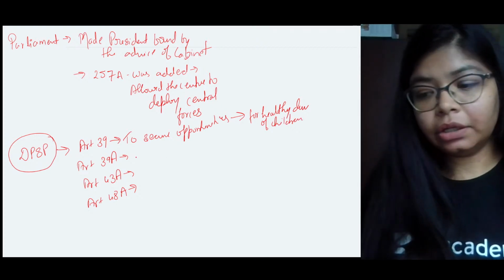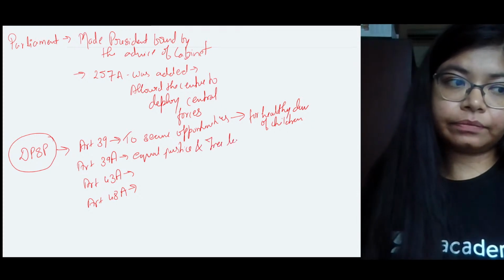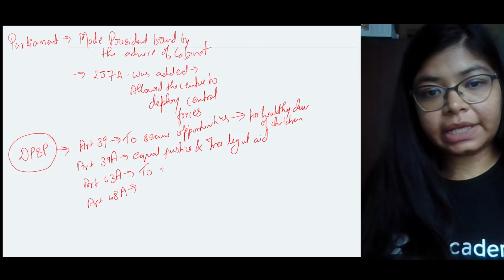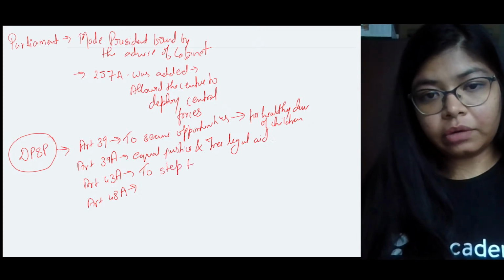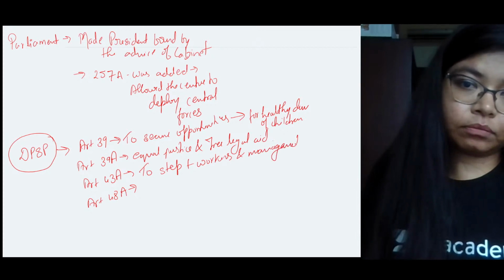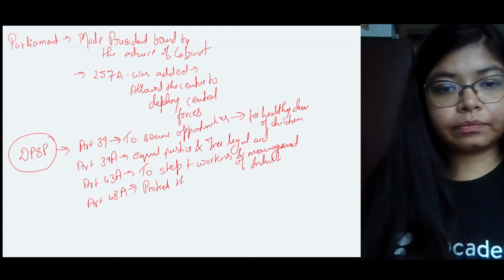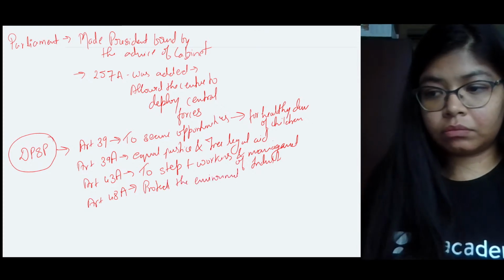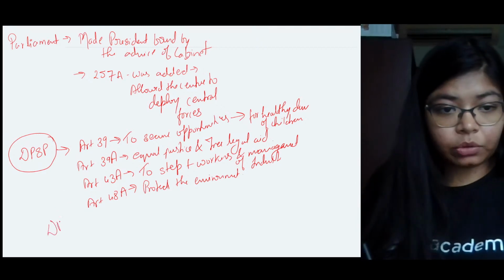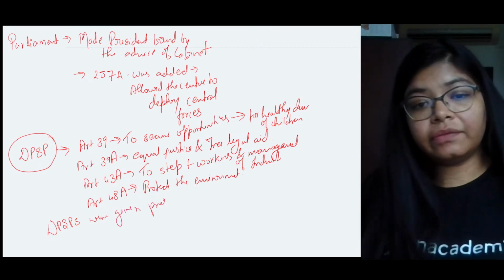Okay. Then to promote equal justice and free legal aid. Okay. Then 43A added to take steps for workers and management of industries. Okay. Can somebody tell me 48A क्या था? Protect the environment. Okay. So this is DPSPs, and also one more thing happened. DPSPs were given precedence over the fundamental rights.